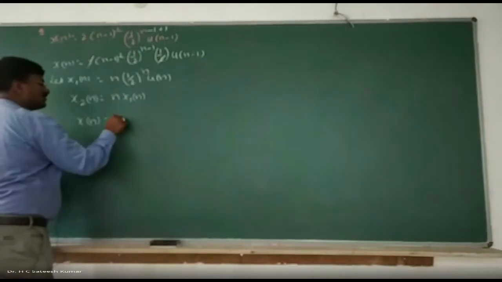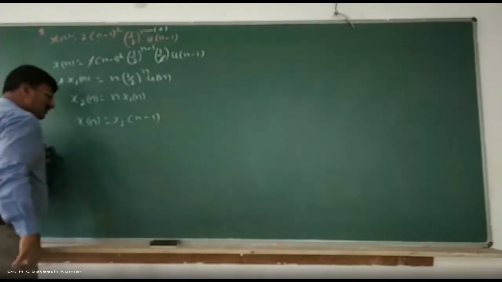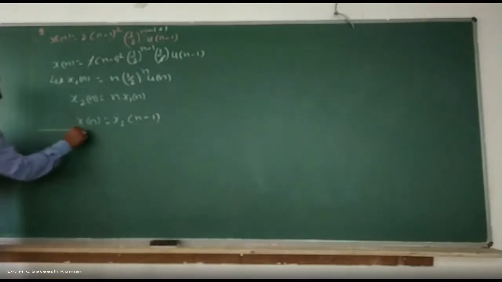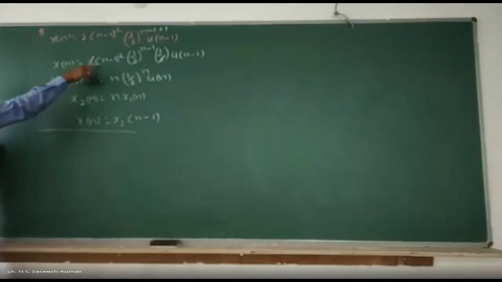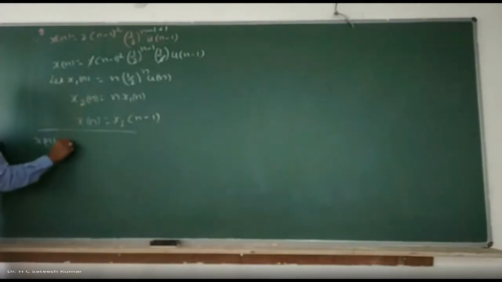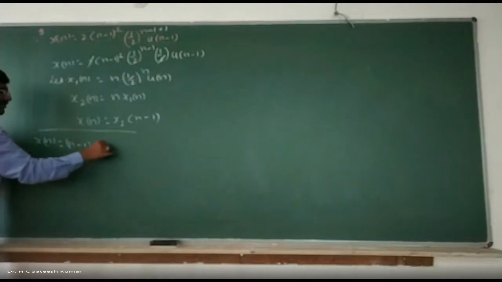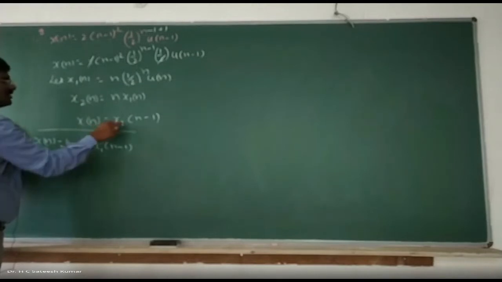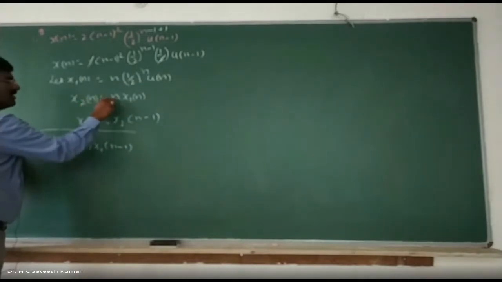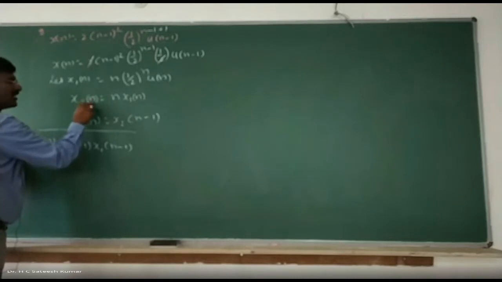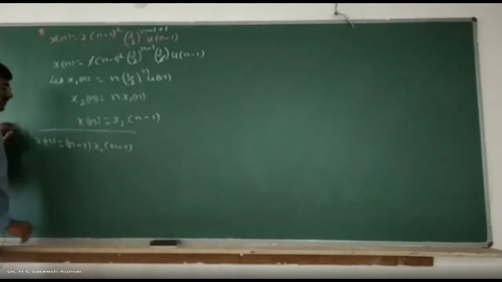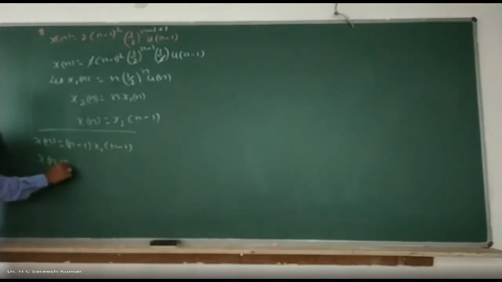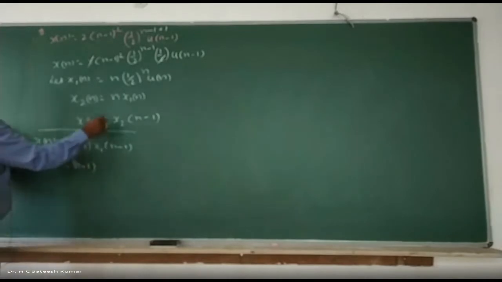x2 of n minus 1. Sir, is it correct? Check it. Go for resubstitution and you should get back the original one. So x of n is equal to x2 of n minus 1, n minus 1 into x1 of n minus 1. I am substituting x of n is equal to x2 of n minus 1. x2 of n minus 1 is nothing but replacing n by n minus 1 in x2 of n. x2 of n minus 1 is equal to n minus 1 into x1 of n minus 1, as I have written. Now x of n is equal to n minus 1, I will write it as it is. What is x1 of n minus 1?